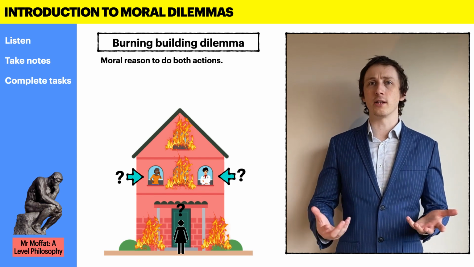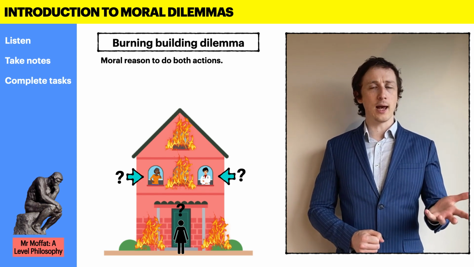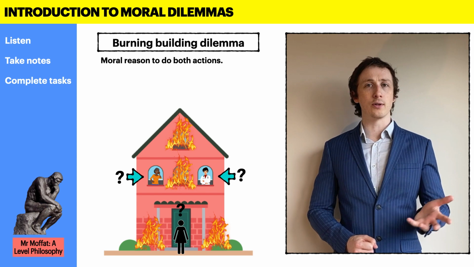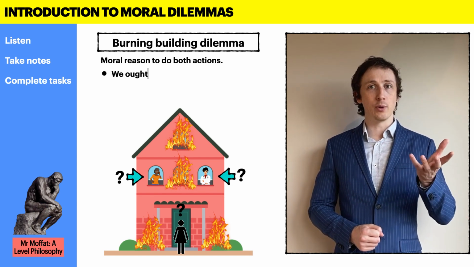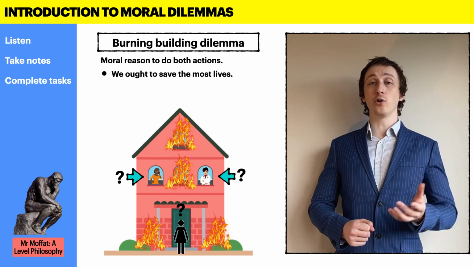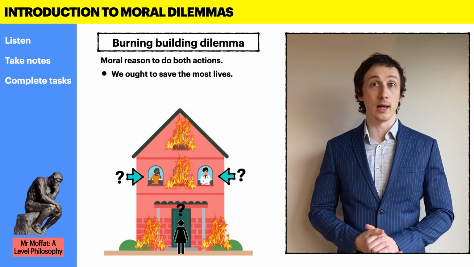So what could our reasons be? Well, obviously, to save the scientist, we have a moral reason to do that because to do so is going to save more lives. If we save the scientist, that means we preserve the cure for cancer, and that cure can then be used to save thousands of people's lives.